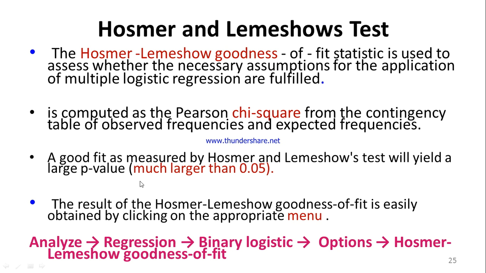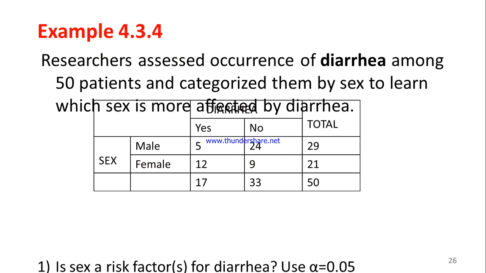How do we do this in SPSS? I think you follow these steps, which you can see at the bottom of the slide. Analyze, regression, binary logistic regression. You go to options and then check the Hosmer-Lemeshow goodness of fit test. That will tell you whether the data is fit or not.